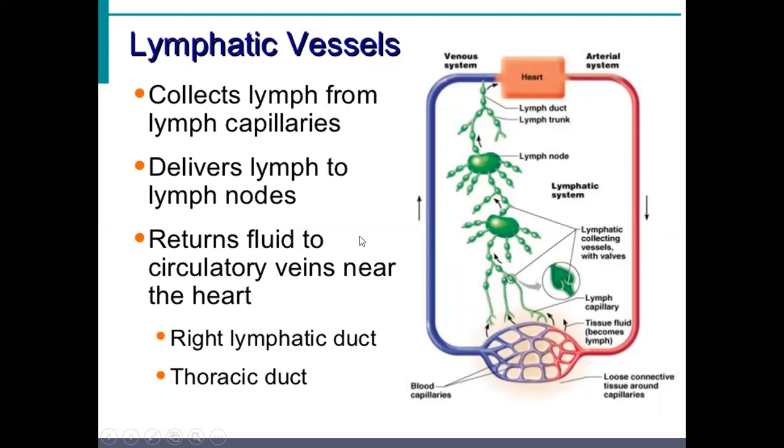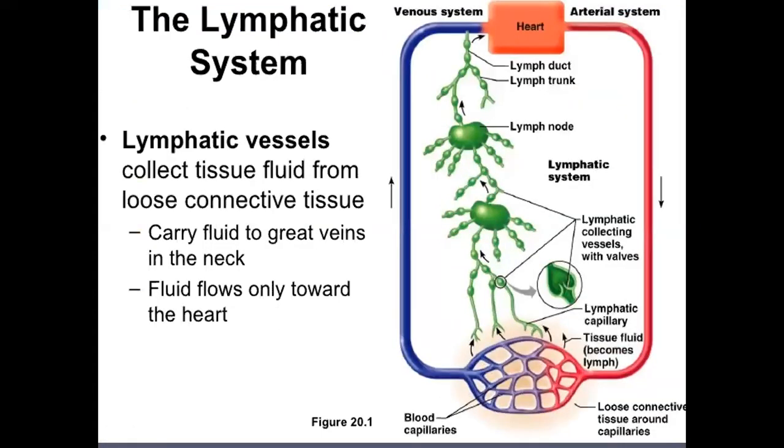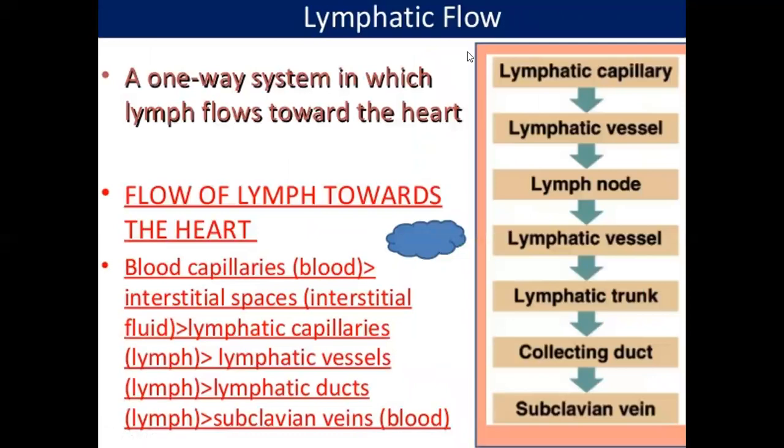So you have a right lymphatic duct and on the left the thoracic duct. Lymphatic vessels collect tissue fluid from the connective tissue and carry the fluid to the great veins in the neck. Fluid flow is towards the heart. So this is the tissue fluid which becomes lymph when it enters the lymphatic capillaries. The lymphatic capillaries form lymphatic vessels, and on their way they traverse through lymph nodes where immune reaction is going to take place, and then lymphatic ducts and lymphatic trunks drain into the veins, the subclavian veins in the neck.